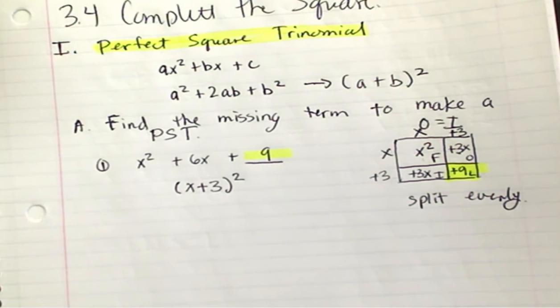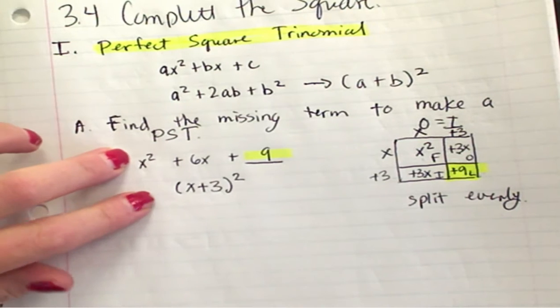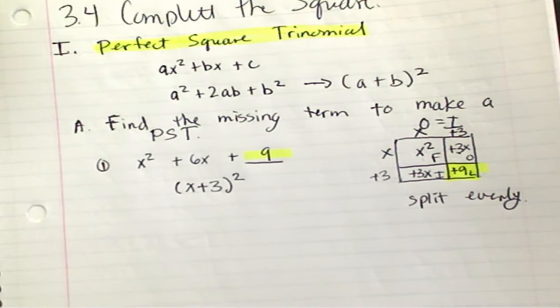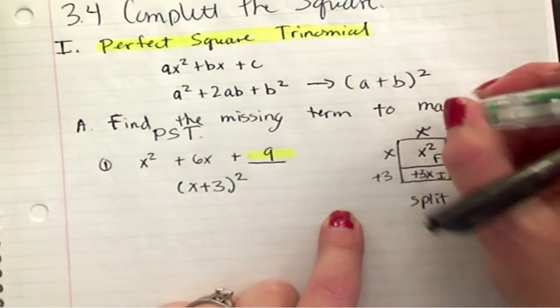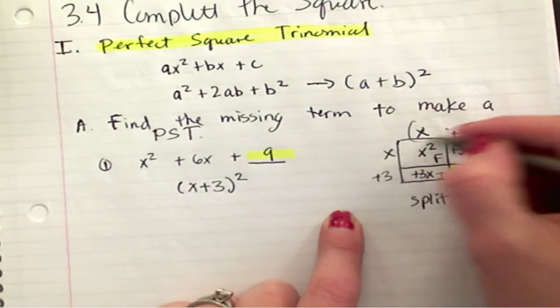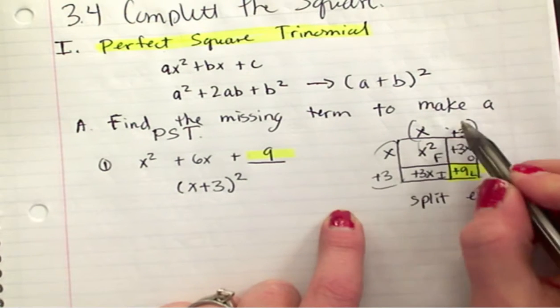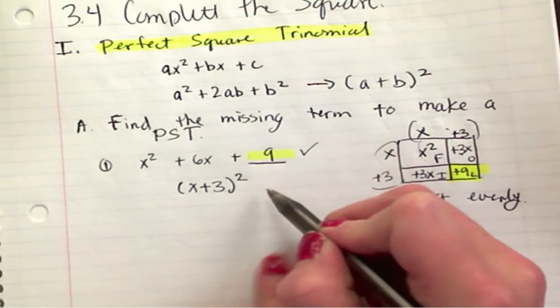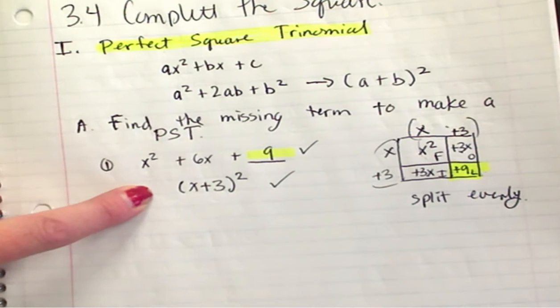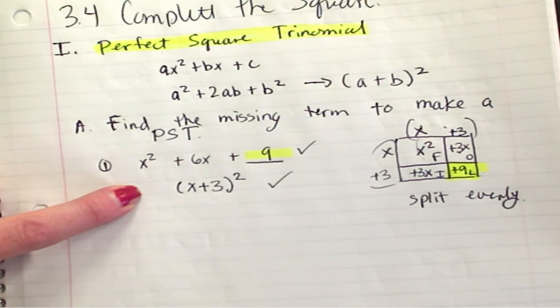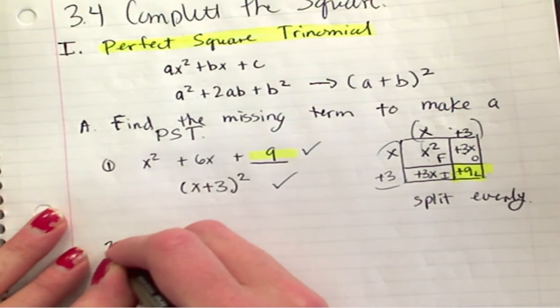I need you to be convinced that this and this are equal. Notice that this over here actually gives me the foiling, so I can check it. X plus 3 times x plus 3 is x squared, 3x, 3x, and 9. You have to be convinced that this perfect square trinomial factors to this. I don't want to see extra work on your paper. You need to have this part down. All right, let's do it again.